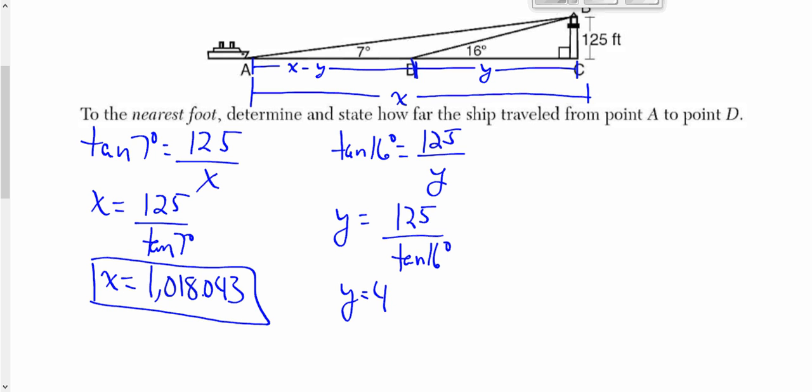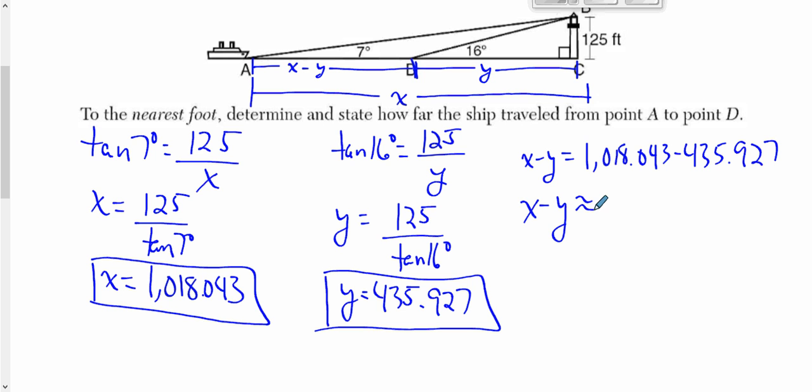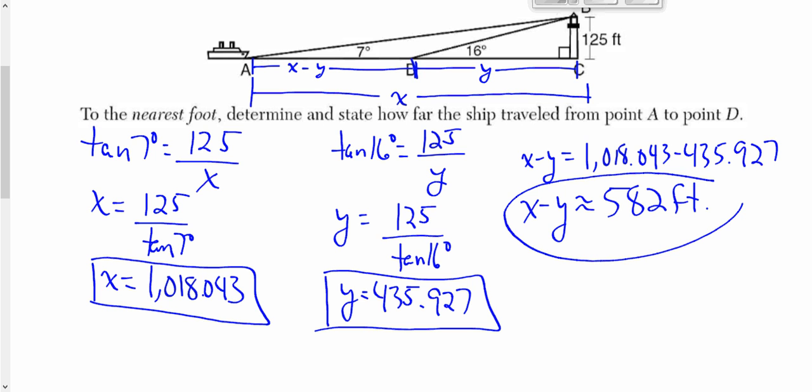435.927. Yes. Okay. So then the distance traveled is just X minus Y, right? So X minus Y equals 1018.043 minus this guy, 435.927. So X minus Y equals approximately, we get 582 feet. And we got 582. All right.